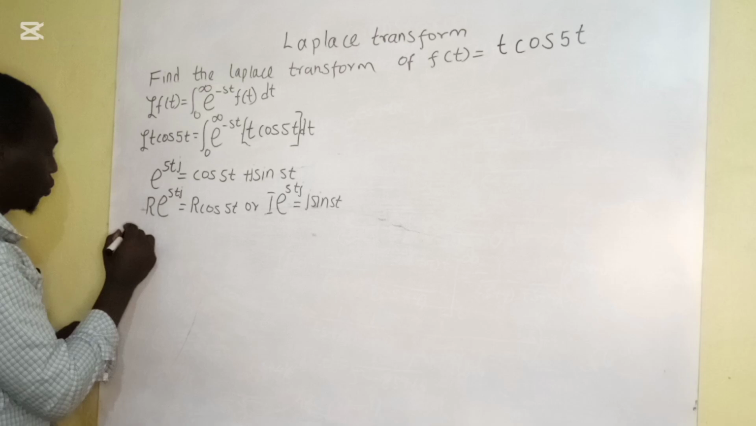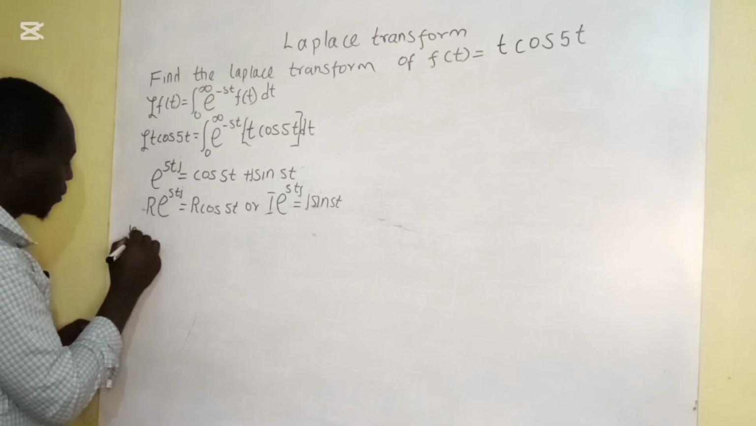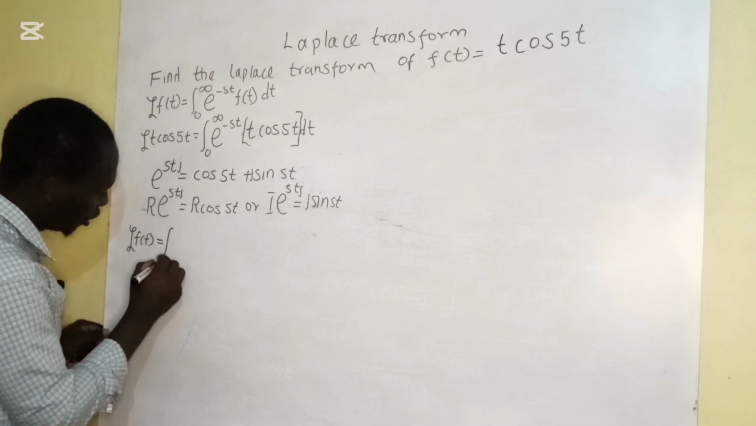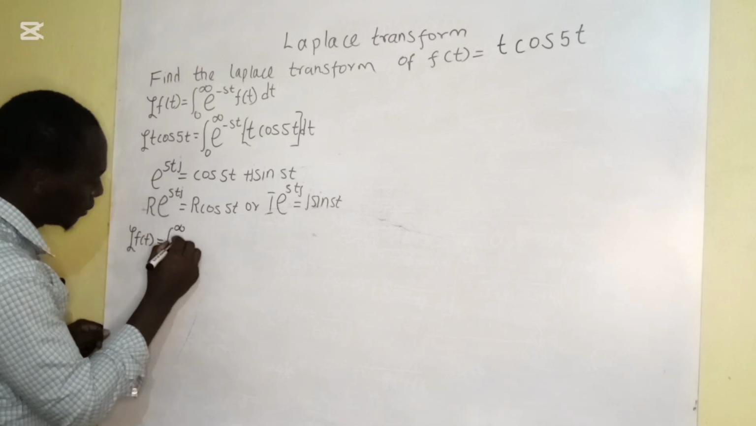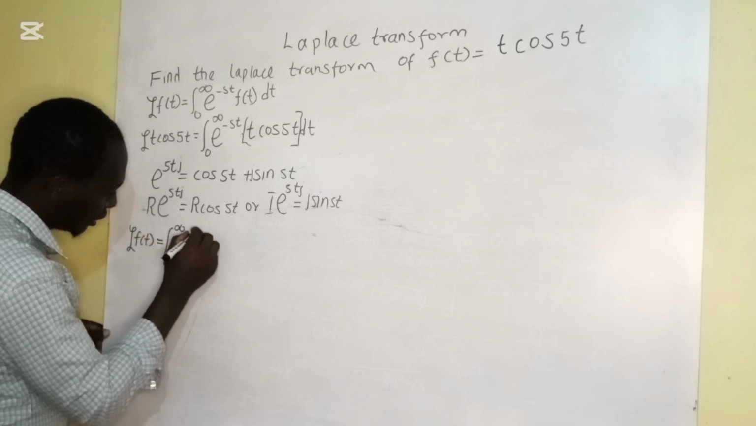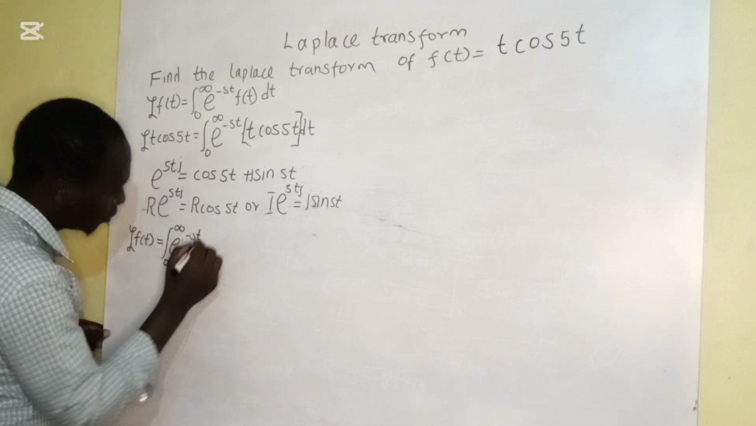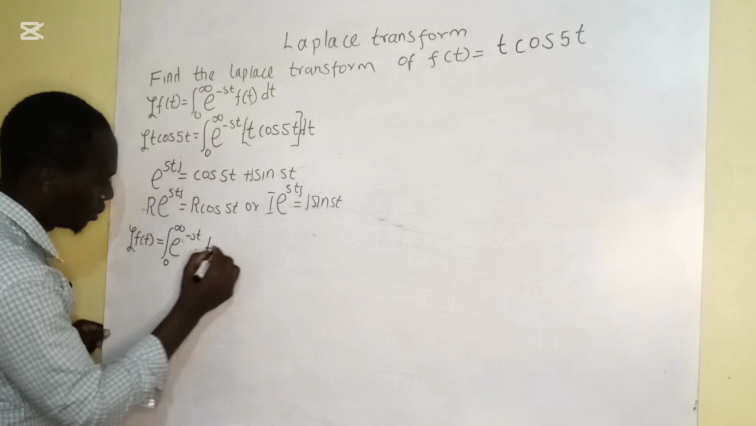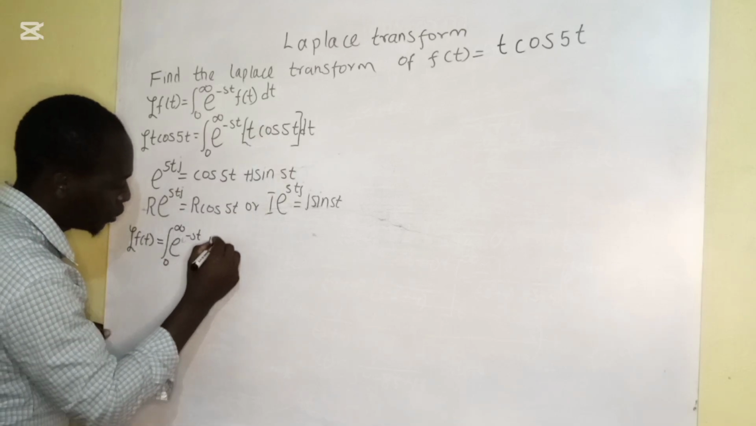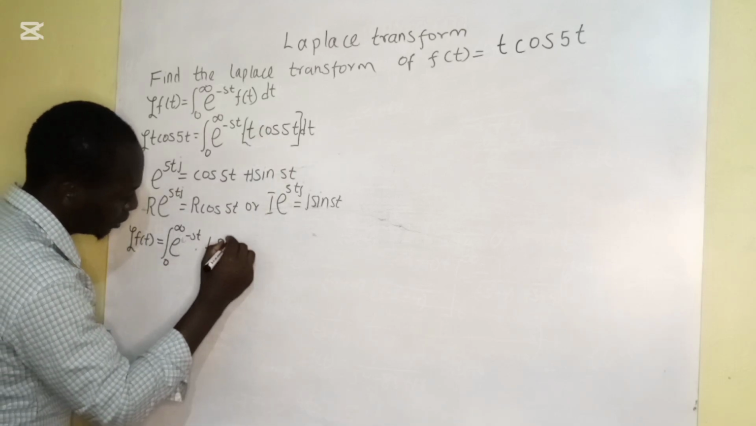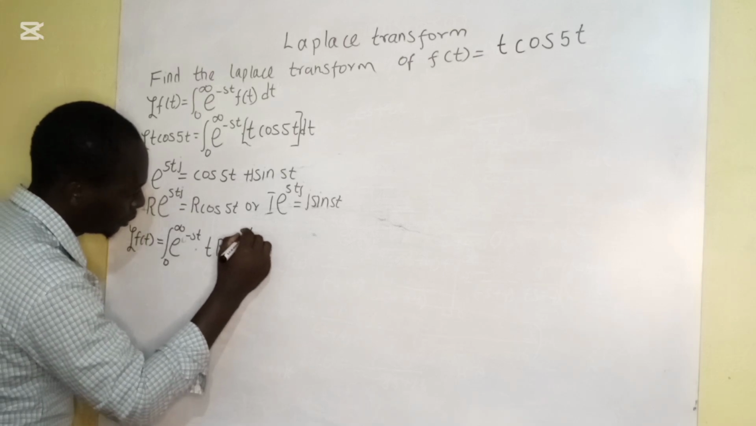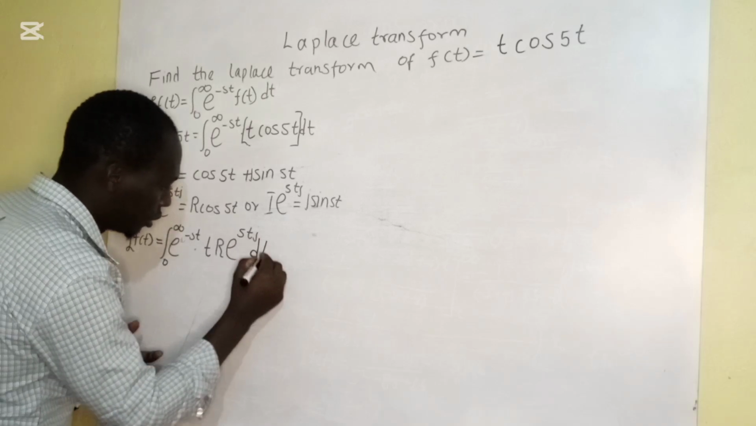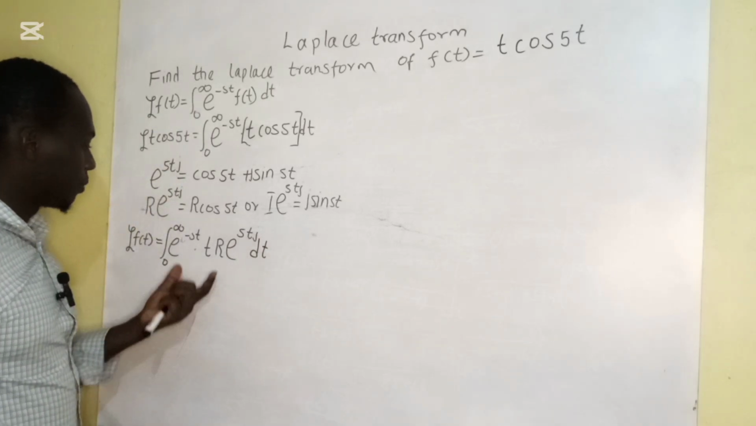Let us now get back into our working. The Laplace transform of our function f of t is going to be equals to integration with respect to our limits, exponential negative st, we multiply by t cos, we are going to have r exponential 5tj, and our integration is with respect to dt.